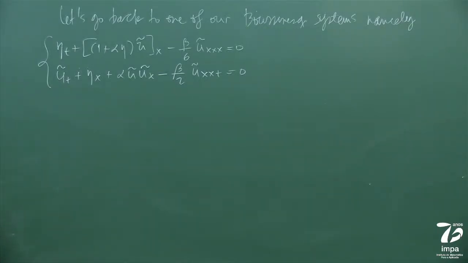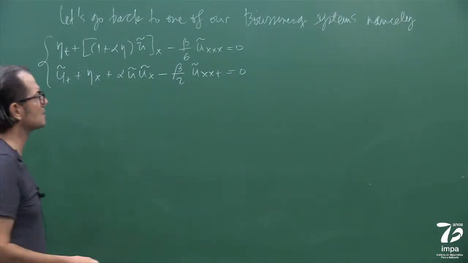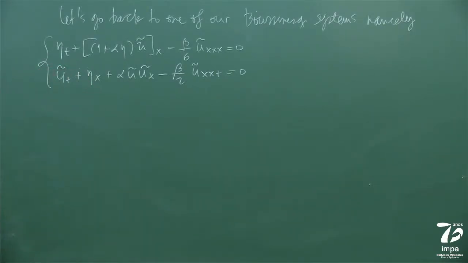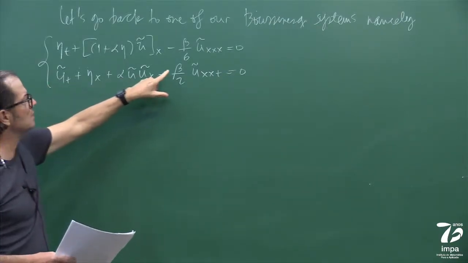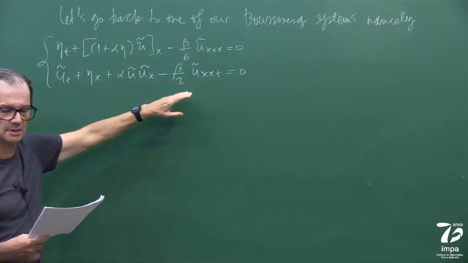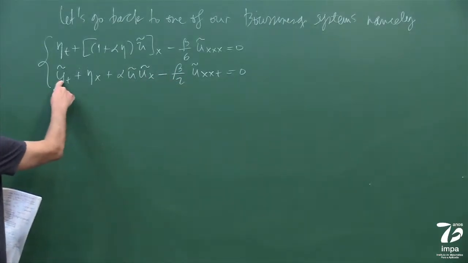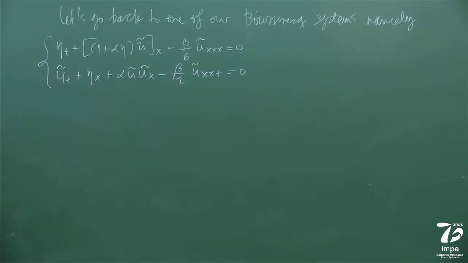Okay, so you go back some pages of our notes, right? And you differentiate this with respect to x. So this is the Boussinesq system, which was on page, I think, 76 of the notes. This is our nonlinear, weakly dispersive Boussinesq system, where this u tilde is the velocity at the bottom.